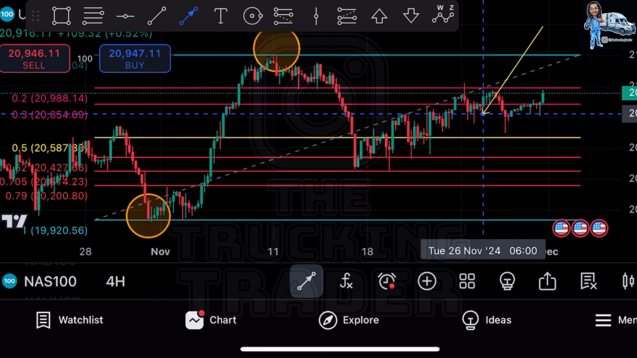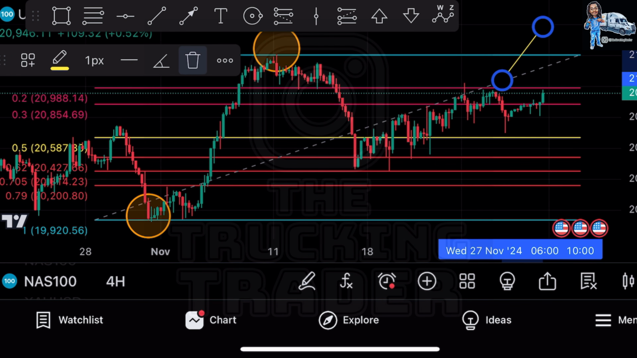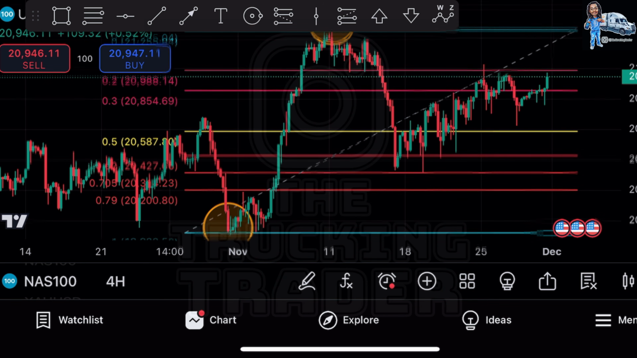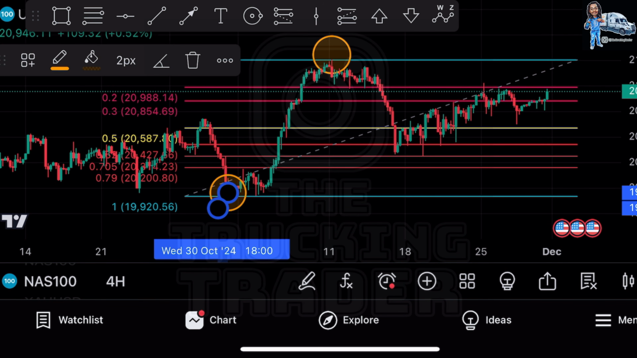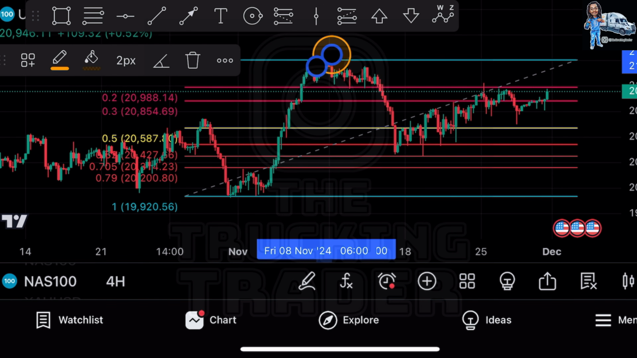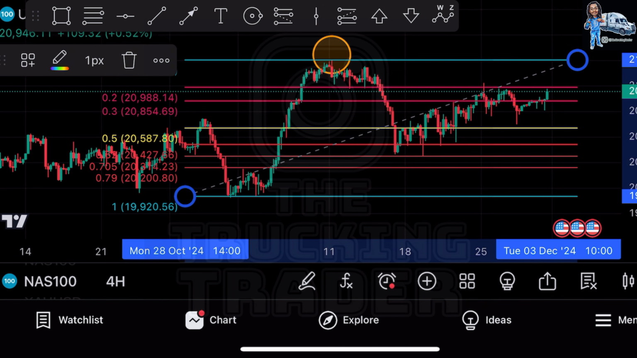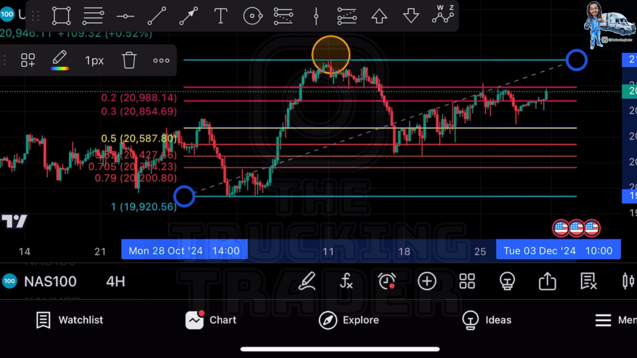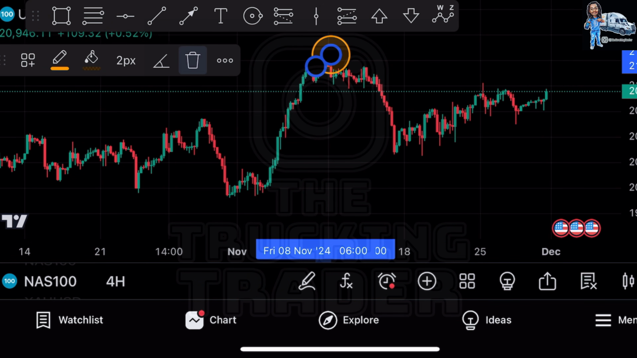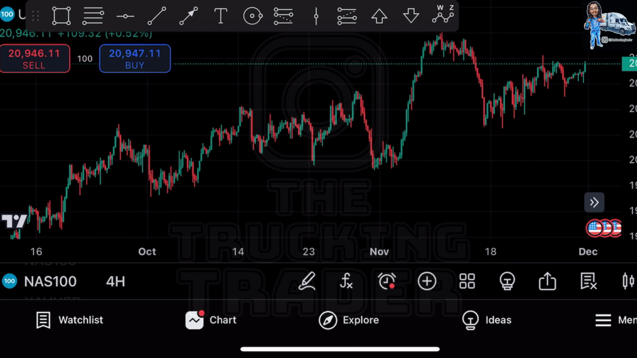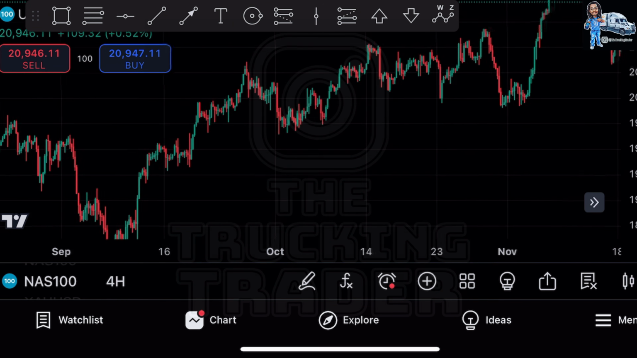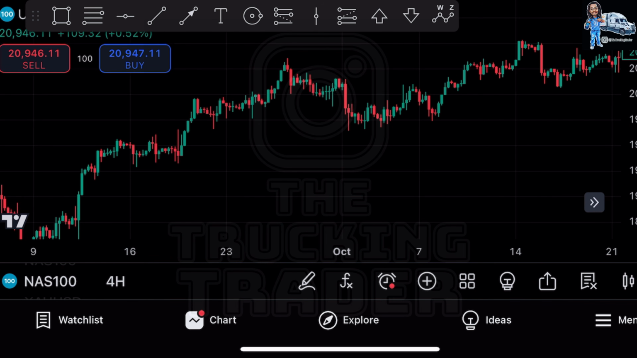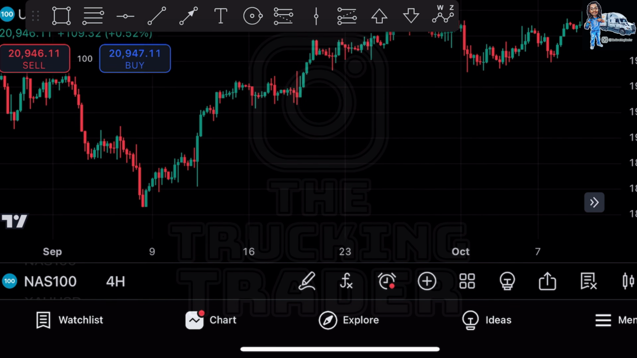So this is essentially how you use your Fibonacci tool to find ranges. I'm going to give you guys another example right here. Let me remove everything off of my chart. All right, let's go. Let's find a not as clean market.